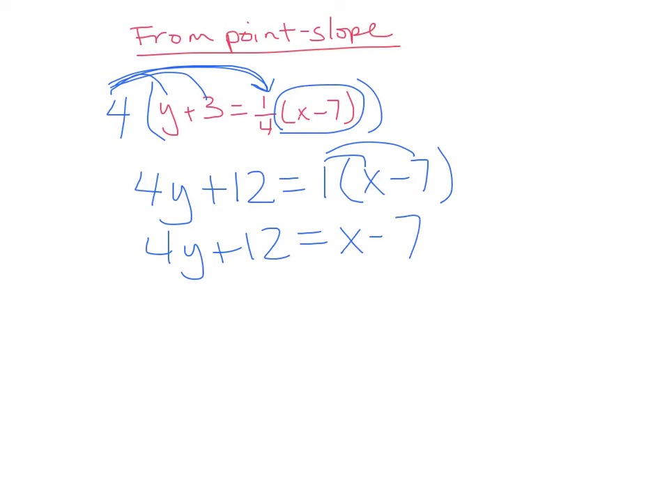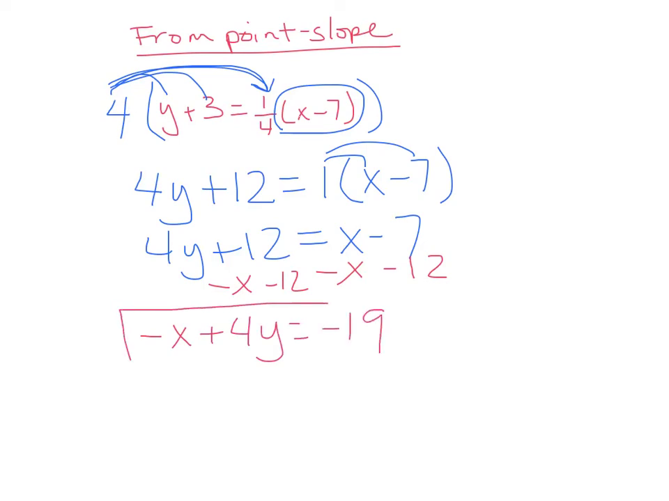And now we do need to get the x over here and the 12 over here. So we'll minus x from both sides. We'll minus 12 from both sides. At this point, you can do that all in one fell swoop. So here is what we're going to get. Okay, this is a great answer.